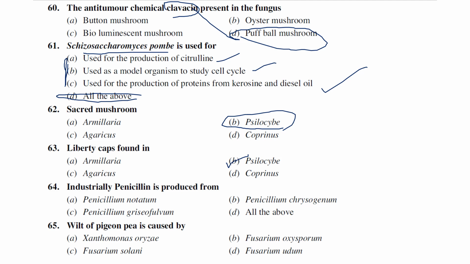Industrial penicillin is produced from Penicillium notatum, Penicillium chrysogenum, Penicillium griseofulvum. Generally, penicillin is produced from all these fungi, but at present Penicillium chrysogenum is the fungus that everyone recommends, because compared to the other fungi it produces 100 times more yield than the other Penicillium species.